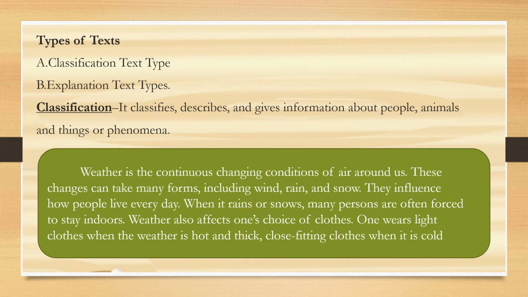Example: weather is the continuous changing conditions of air around us. These changes can take many forms, including wind, rain, and snow. They influence how people live every day. When it rains or snows, many persons are often forced to stay indoors. Weather also affects one's choice of clothes. One wears light clothes when the weather is hot and thick, close-fitting clothes when it is cold.